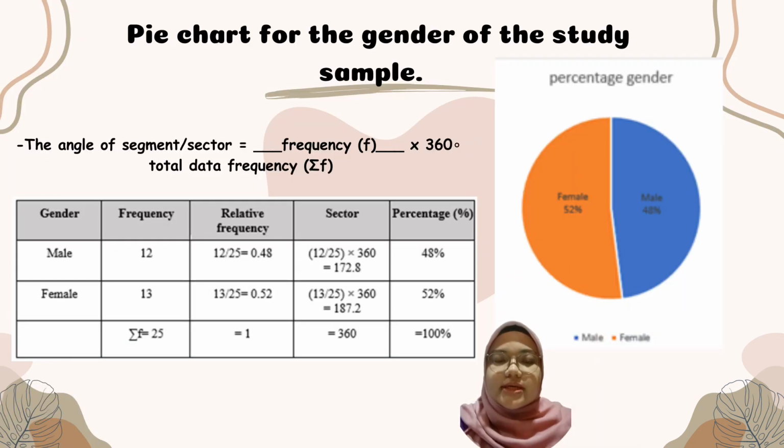Next, pie chart. A pie chart is a circle divided into sectors representing categories. The area of each sector is proportional to the frequency of each category. This is the formula for creating a sector on a pie chart. The pie chart shows the percentage of gender in the sample, which is 52% female and 48% male.